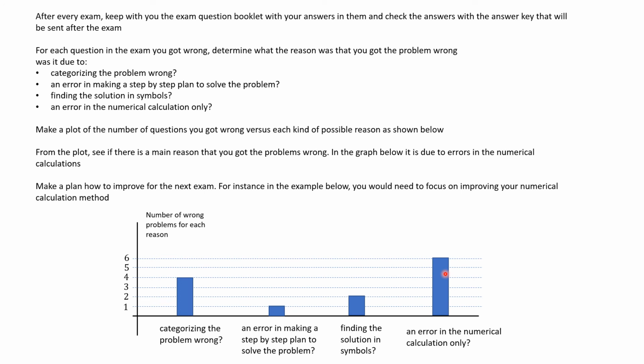Practice, just get many problems, try to see how to use the calculator properly, how to use it in an easier way, how to substitute numbers properly, how to simplify the numbers properly. Then you can practice doing that. If you have a problem categorizing the problem, then you know you're making a mistake in studying for the course. If you have a problem finding the solution in symbols, maybe you have a problem multiplying, dividing, taking common factors, things like that. If you have a problem finding the step-by-step plan to solve the problem, then you can go back and figure out what was the problem in the plan and how to make the plan better next time.